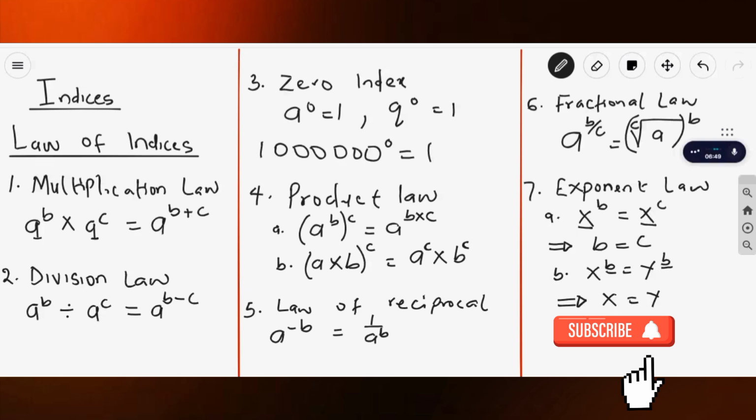So these are the laws of indices that we're going to be looking at today. Don't forget, the first one is your multiplication law. The second one is the division law. The third one is the zero index, which is n raised to power 0 is 1. The fourth one is your product law, which you can have in two forms. Then the law of reciprocal, which says that when you have a negative power to your base, then you take the inverse of that base to a positive power. Then you have the fractional law and the exponent law.